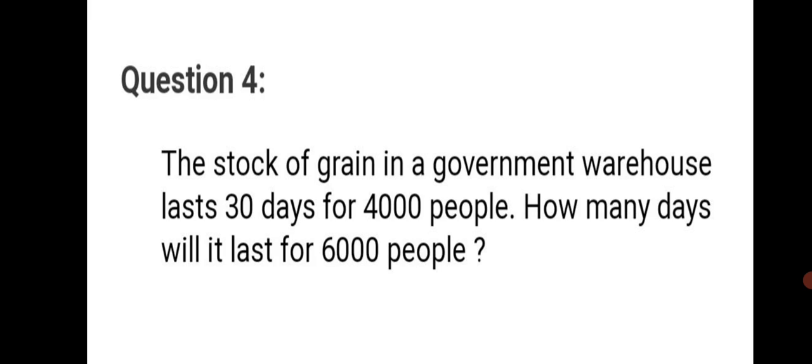Fourth question. The stock of grain in a government warehouse lasts 30 days for 4,000 people. How many days will it last for 6,000 people? So here, as the number of people increases, the number of days will decrease. So it is inverse proportion.